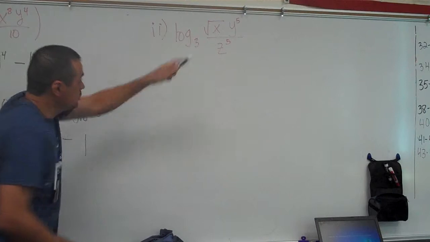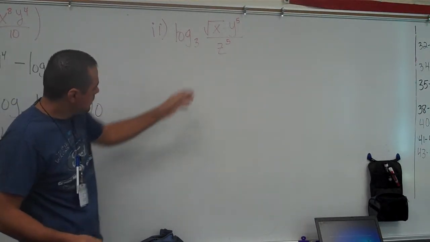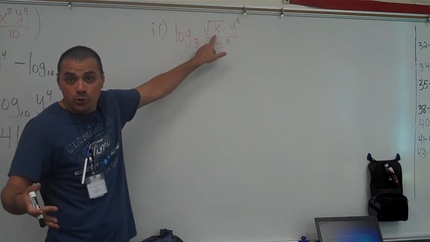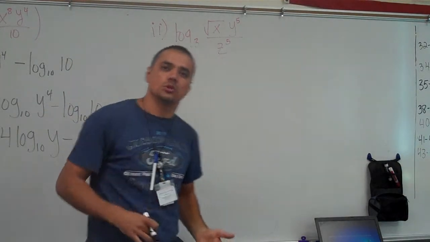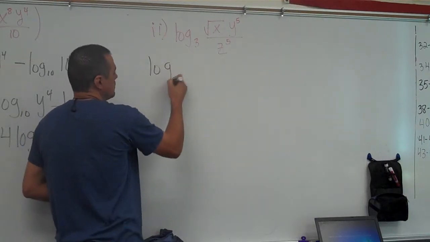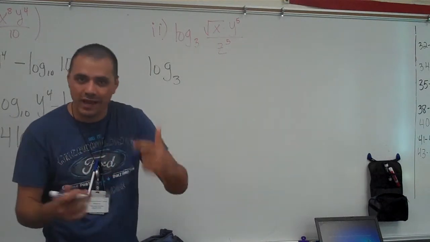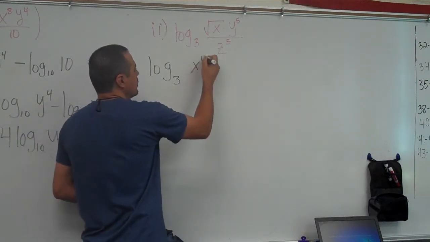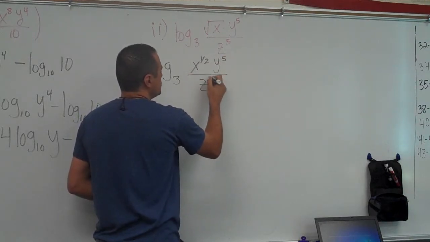Okay, so let's do this one now. Now, one of the things you see on this problem is the following. Notice that this is a square root. And remember that whenever we're taking the logs of square roots or radicals, we turn them into exponents. So let's do that right now. So we get, this is the same as log base 3 of, the square root of x is the same as the power of 1/2. So it's going to be x to the 1/2, y to the 5th, all over z to the 5th.